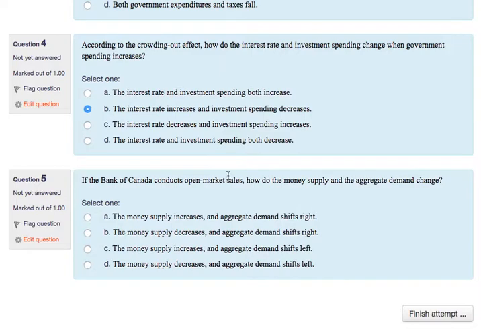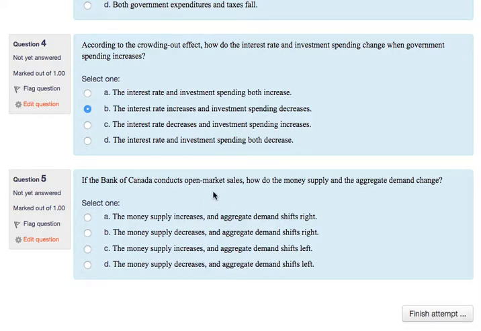If the Bank of Canada conducts open market sales, how do the money supply and aggregate demand change? So we have to remember what open market sales is versus open market purchases. So here, open market sales is the Bank of Canada selling treasury bills, government bonds, and everything else to the public. And in exchange, the public will give them money in exchange for these pieces of paper. So as this happens, the Bank of Canada had these pieces of paper in their vaults, and now they're giving it to the public, but they're taking the public's money and putting it into the vaults.